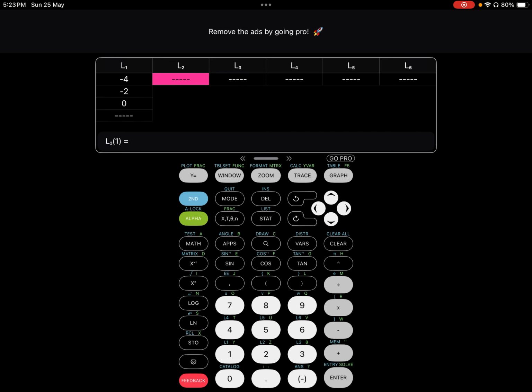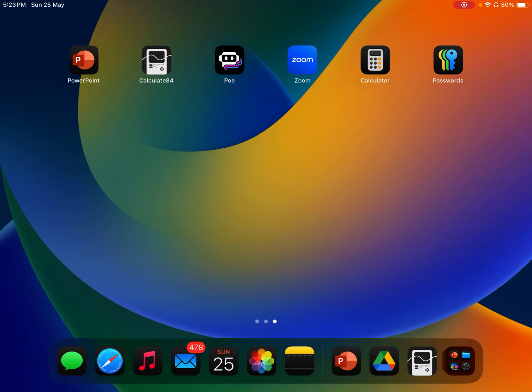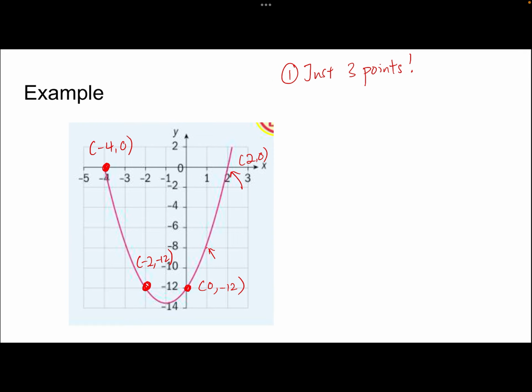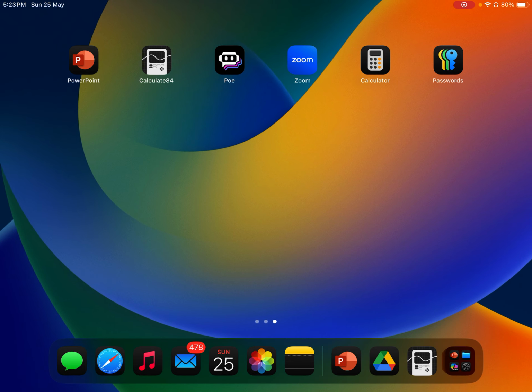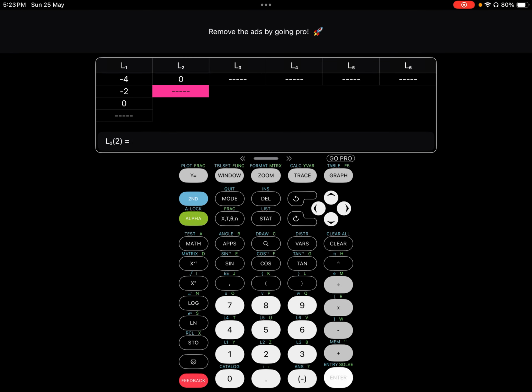Okay, I'm going to put in the y coordinates in L2. So the y coordinates will be 0, -12, and -12. Okay, so let's put in this 0, -12, -12. So what I did was I chose the first 3 points. If you want to put more than 3 points, that is absolutely fine.